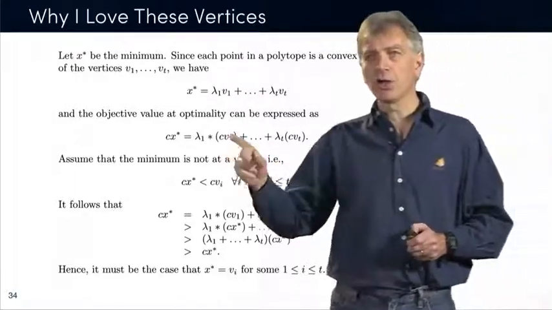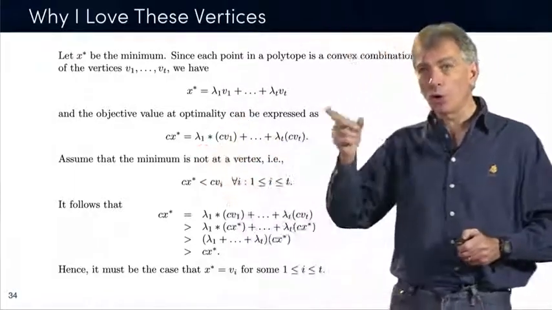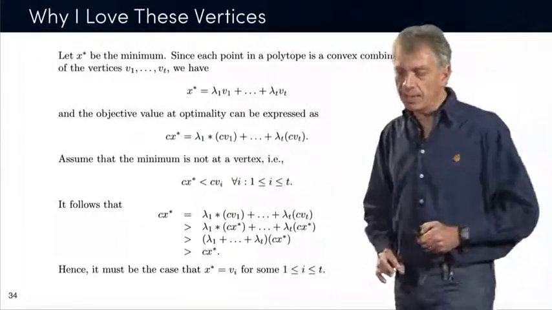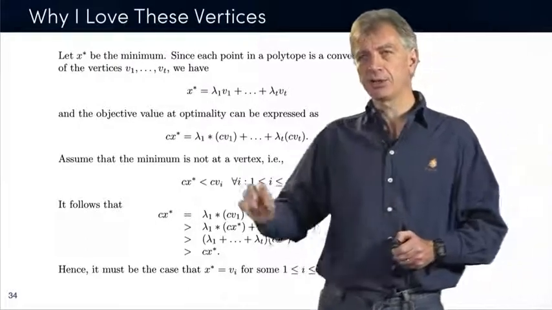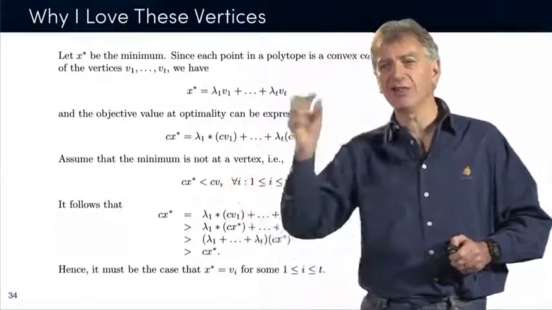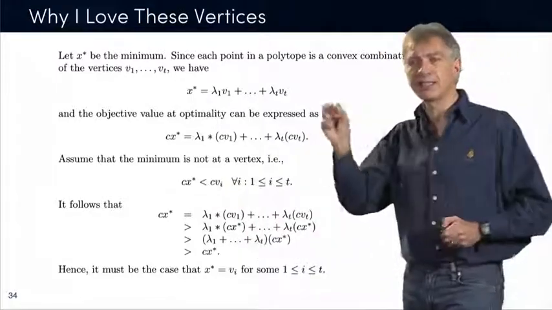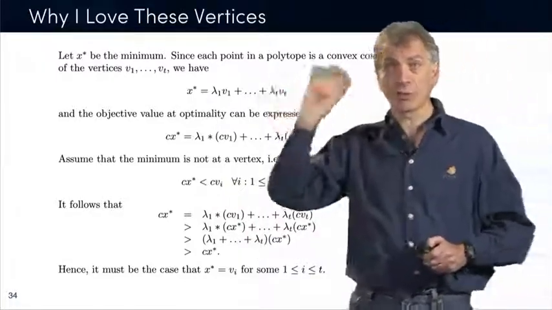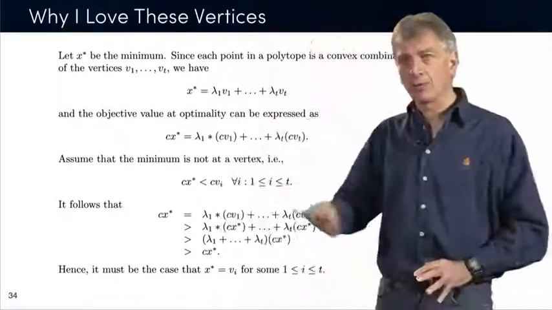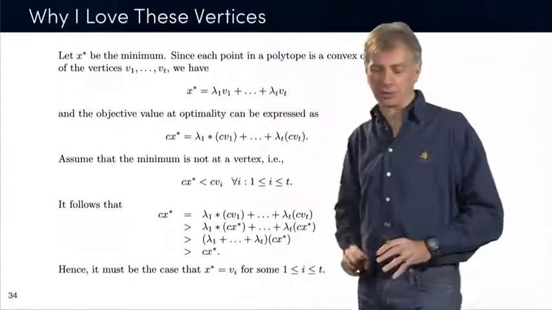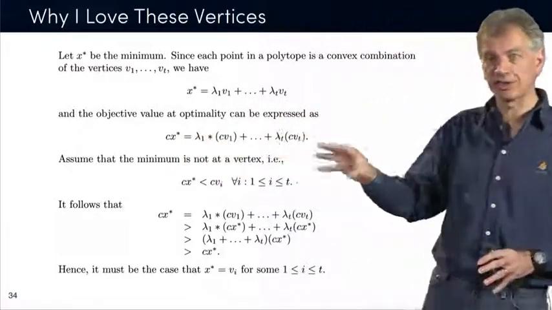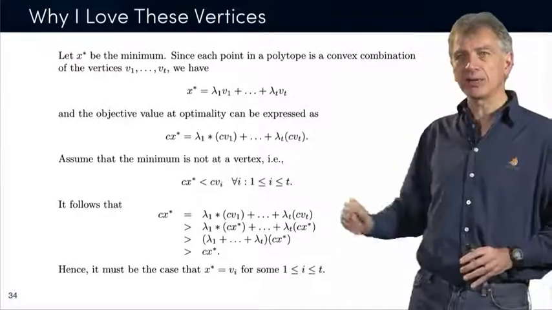So what I'm going to do now is assume that this point, this x star, is not at a vertex. What I'm assuming essentially is that c x star is always smaller than c times Vi, where Vi is one of the vertices. It's going to be smaller than all of the vertices. And what I'm going to do is derive a contradiction, of course, and that will prove that it has to be at least on one of these vertices.